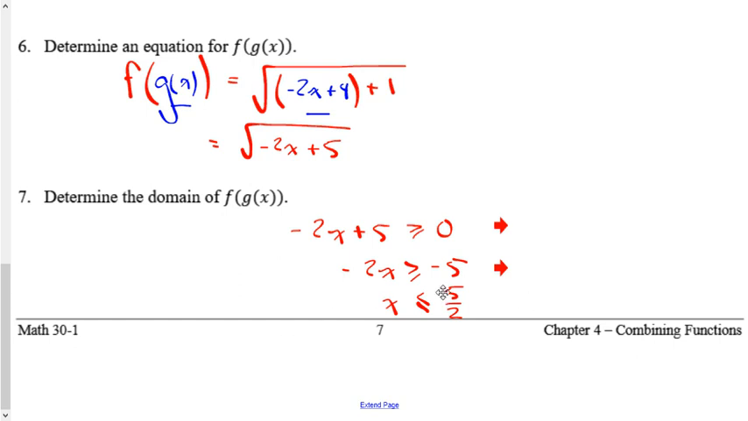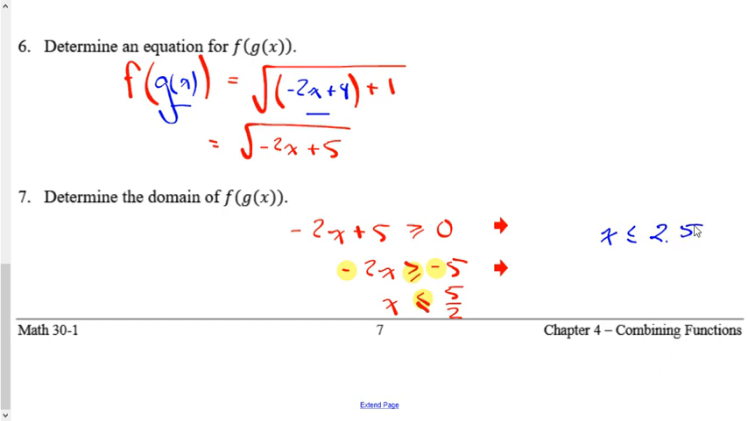Remember, when I got rid of this negative 2 by dividing both sides by negative 2, I had to switch the direction of this inequality. So it became a less than or equal to sign rather than a greater than or equal to sign. And that's because I divided by a negative. So as I look at this and I look back, x is less than or equal to 5 halves, that's the same as saying that x is less than or equal to 2.5.